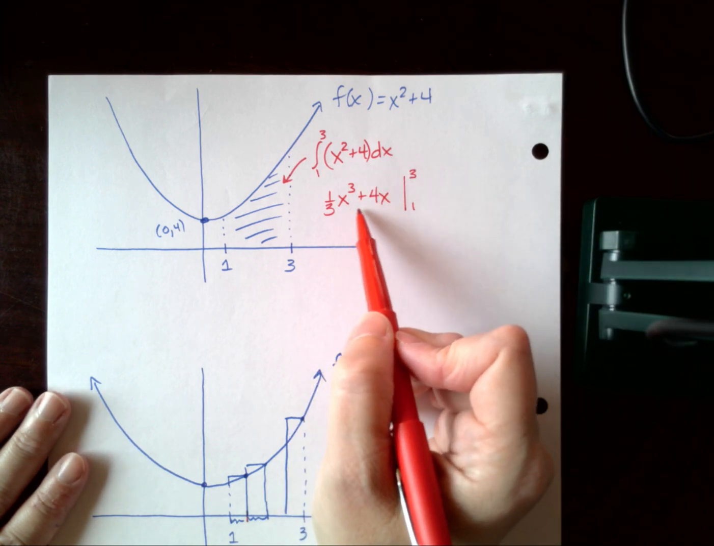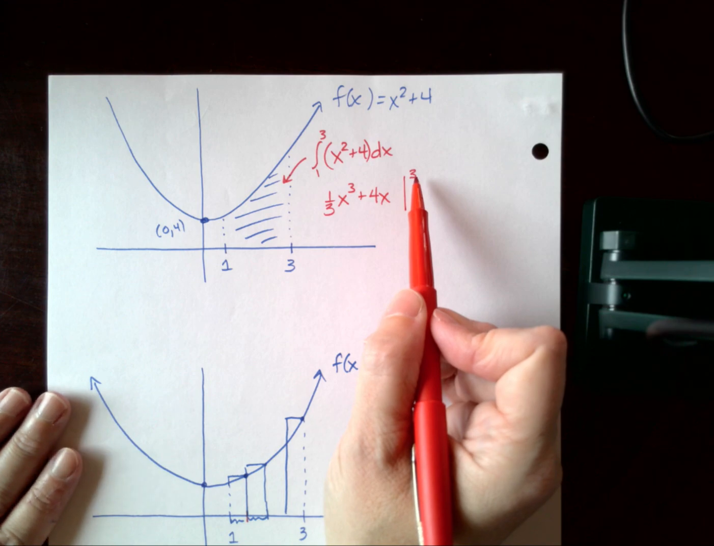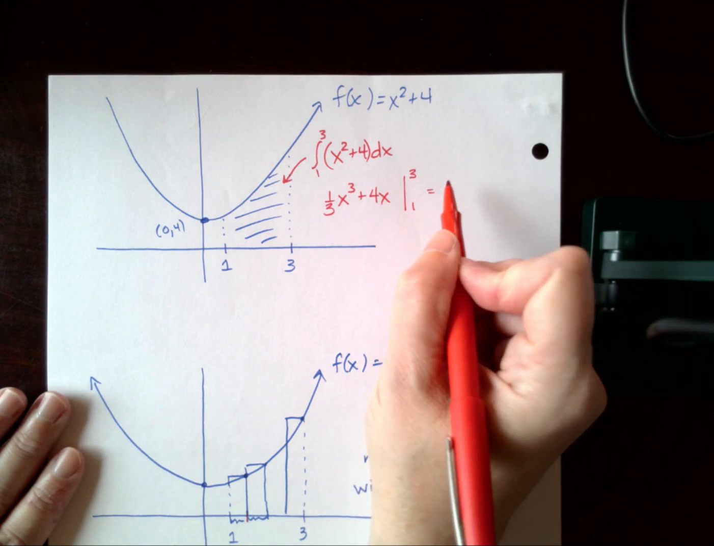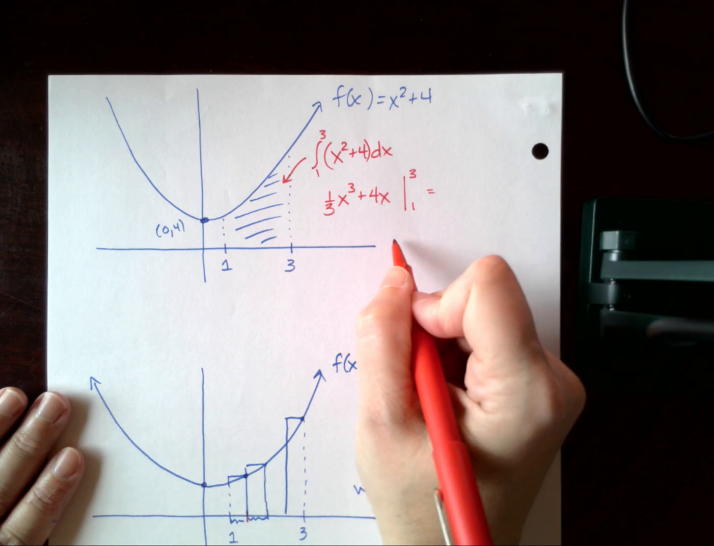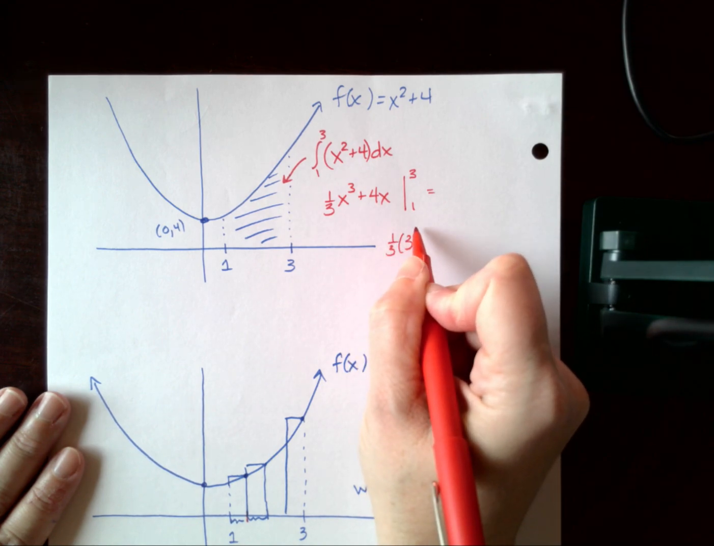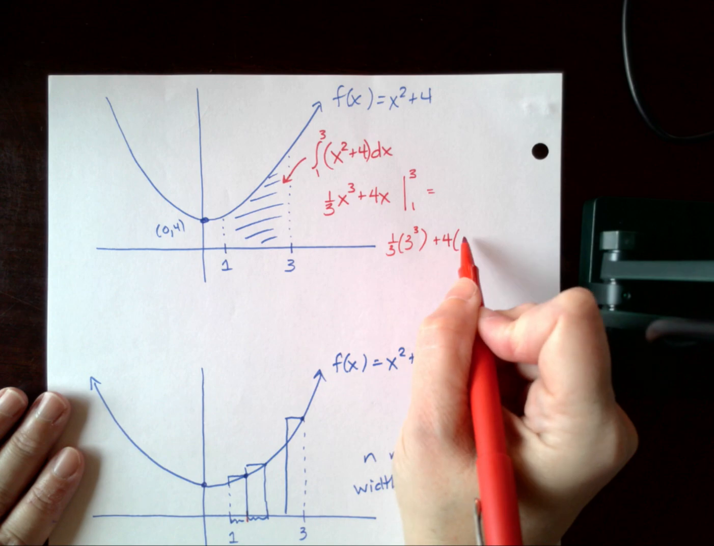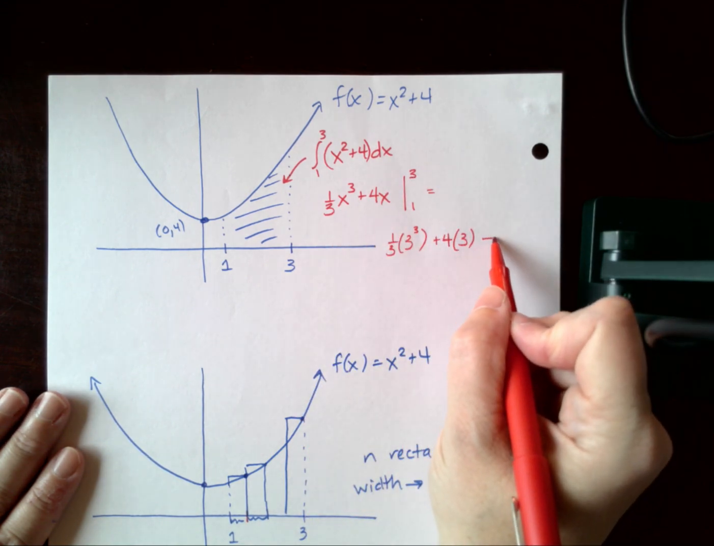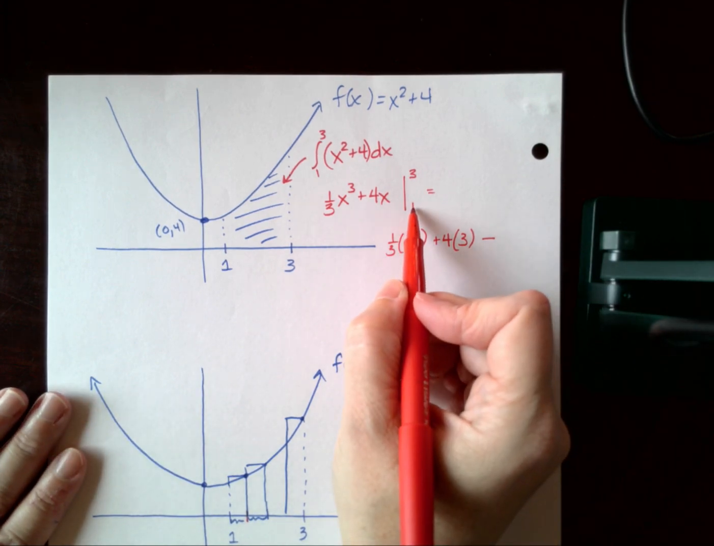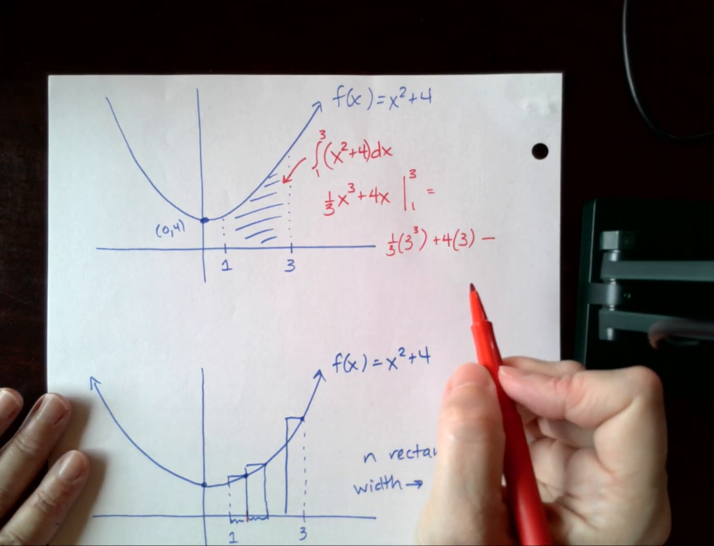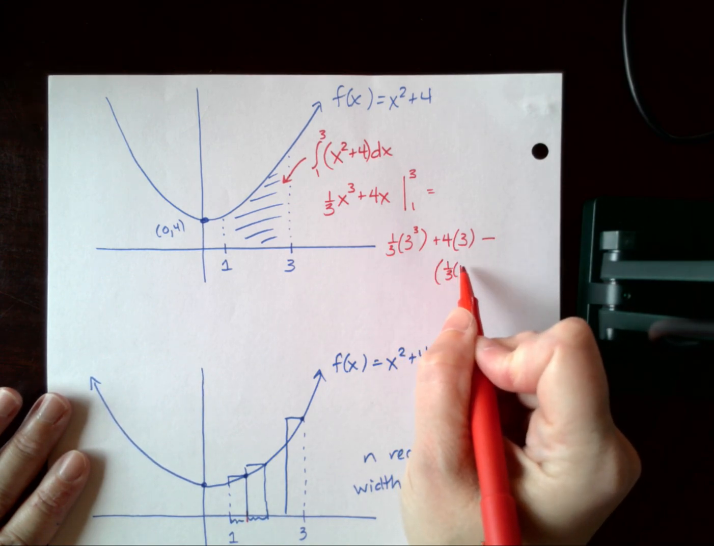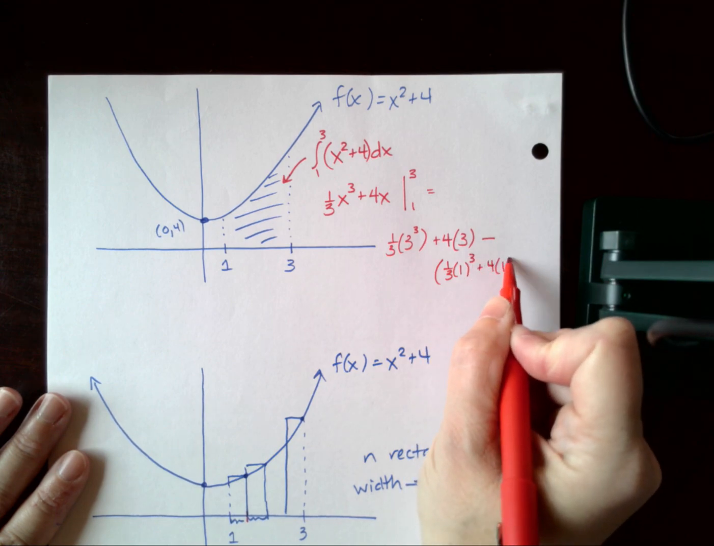We're going to evaluate this expression at our upper limit of 3 first, and then subtract the expression when evaluated at 1. So if we do this, you'd get 1/3 times 3 cubed plus 4 times 3. That's plugging in the upper limit all the way through. And then subtract off whatever happens when you plug in 1 all the way through. And let's see, 1/3 times 1 cubed plus 4 times 1.